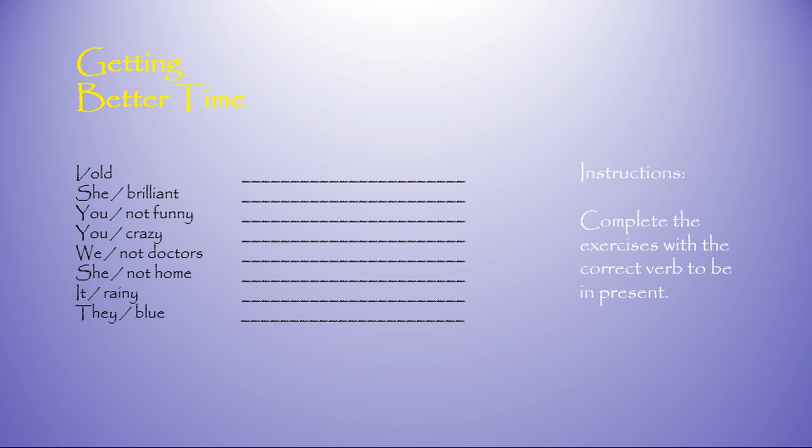What about completing some exercises? You only have to put the verb be according to the subject. For example, number 1, personal pronoun I and adjective old. So the best answer is I am old. Try completing the rest of them and please write them in the comments so I can read you.